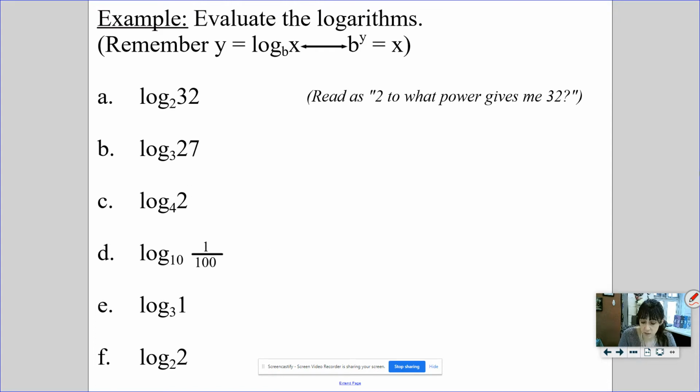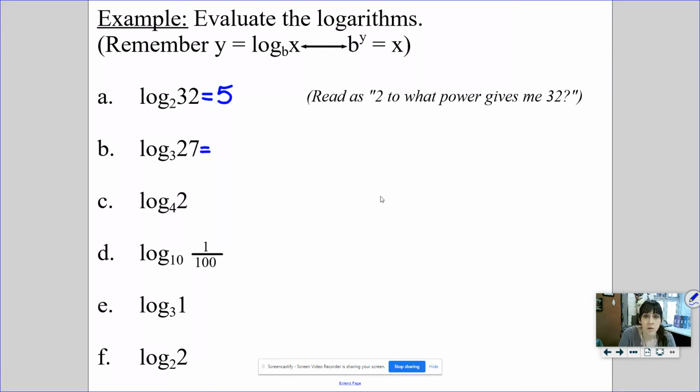Let's do some more practice since this is new to you. This says evaluate the logarithms. So when you see a logarithm, I want you to think in your head, 2 to what power equals 32? 2 to what power gives me 32? 2 to the 5th power gives 32, right? So this logarithm, log base 2 of 32, is equal to 5.